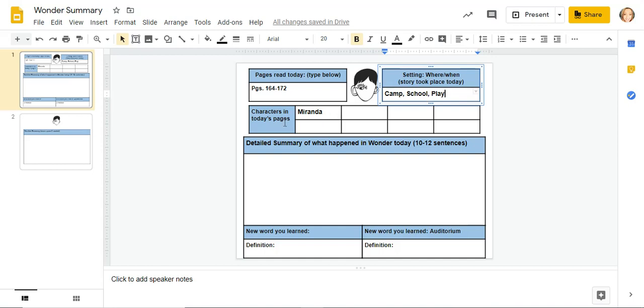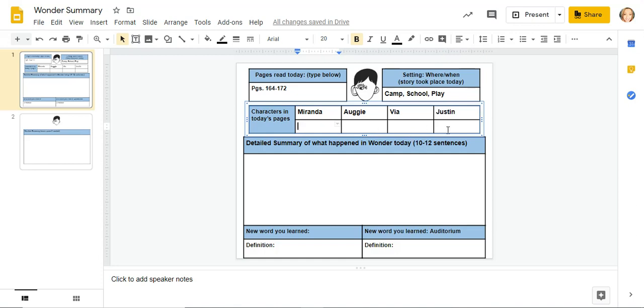Okay, main characters in today's pages. In today's pages, not just the main characters in the whole book, okay? All right, so we're going to do characters in today's pages. Miranda, obviously, but anybody else that she had dialogue with would be considered characters from today's pages. So you know she had Augie, she was talking about and talking to. You had Via, you had even Justin in there. You have Via's parents and so on.